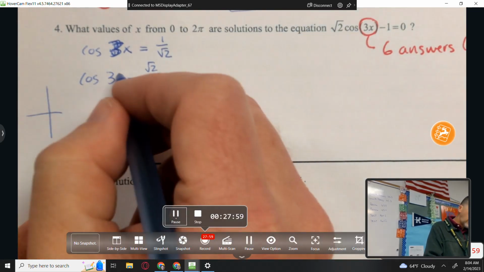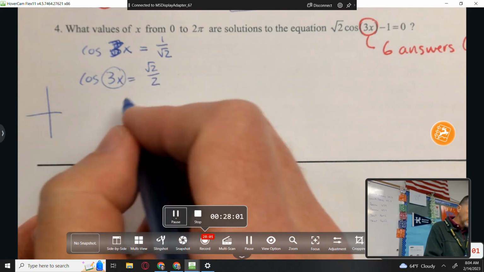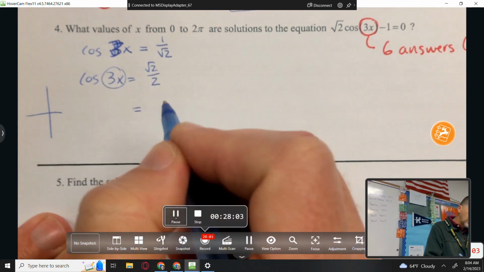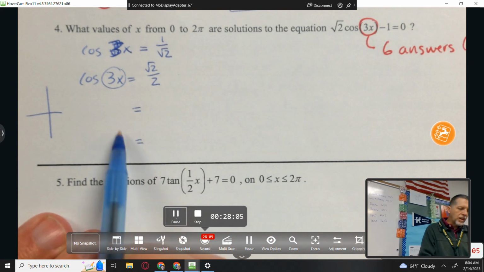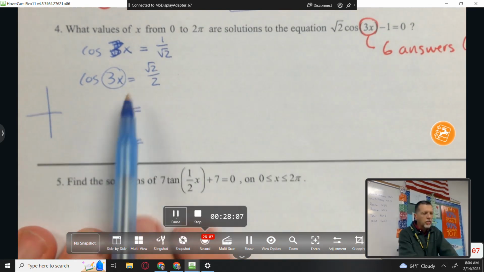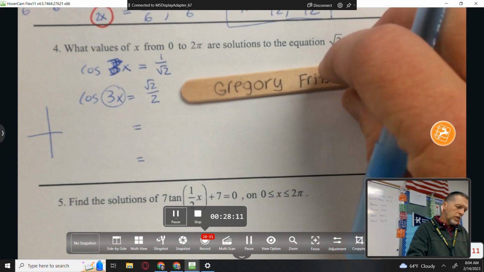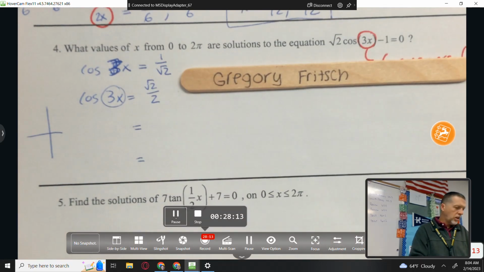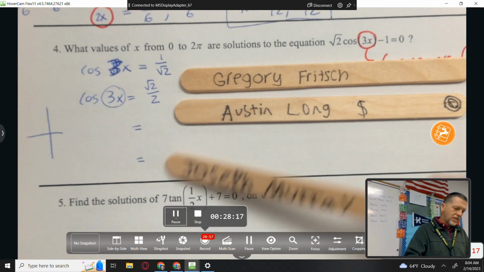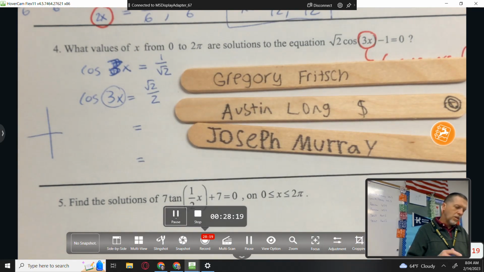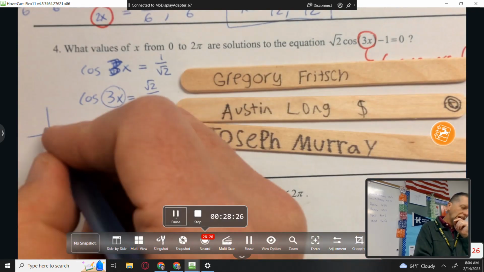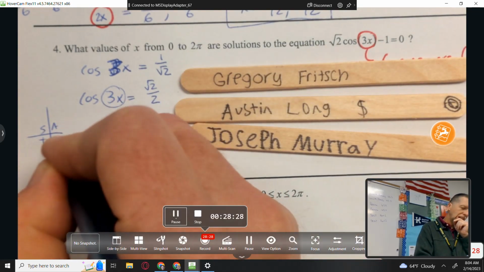And the 3. So I'm not really worried about the 3 yet. So I'm thinking, where's the cosine? Don't worry about the 3x. Just where is the cosine root 2 over 2? So first question is, Gregory, where's cosine positive? What quadrants? 1 and 4. Yeah, 1 and 4. All Students Take Calculus, so we know we're in 1 and 4.